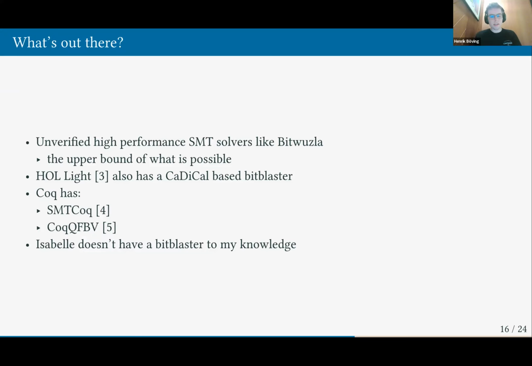And then we can also compare against other ITPs. HOL Light also has a CaDiCaL-based bit blaster. Coq has two tools that we'll look into. And lastly, Isabelle, unfortunately, as far as I know, doesn't have anything that goes in this direction. So we can't compare against Isabelle. Right.